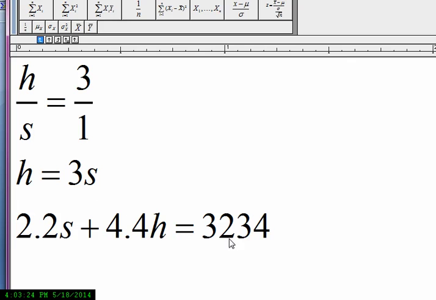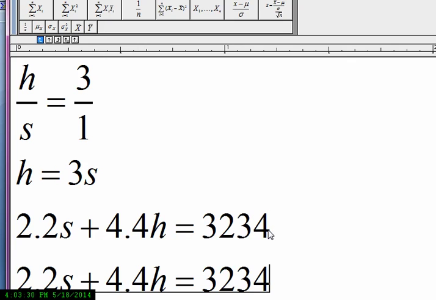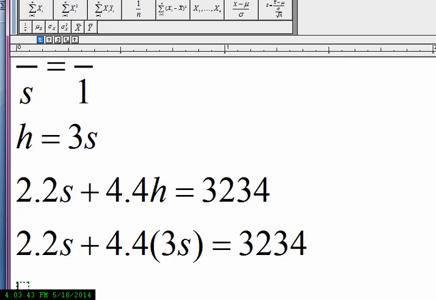Since H equals 3S, we can rewrite this equation, substituting in H equals 3S. Instead of having H here, I'm going to replace it with 3S. So now I have one equation and one unknown. I'm going to simplify that by multiplying 4.4 times 3. 3 times 4 is 12, carry the 1, and 3 times 4 is 12 again, with the 1 it's 13. So you're going to get 13.2, and you can also go out to the ALEKS calculator and do that.